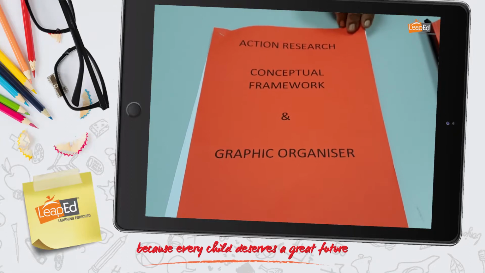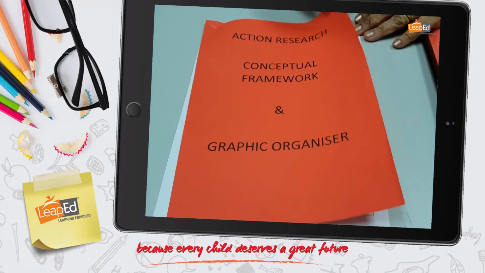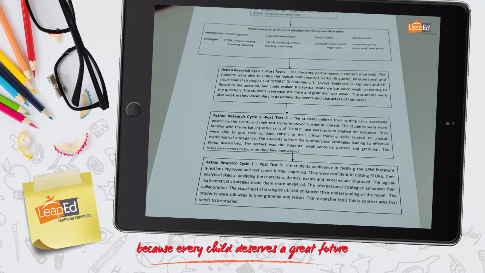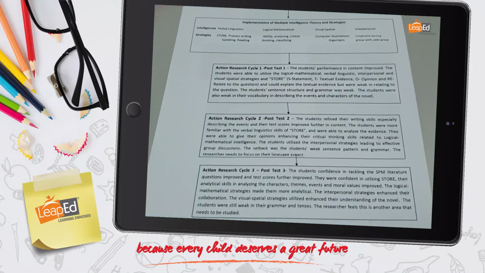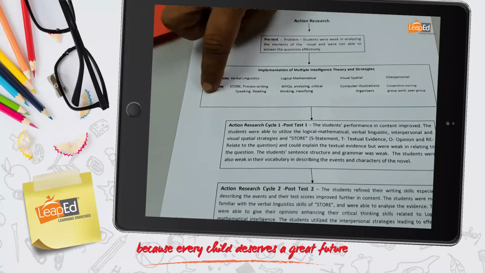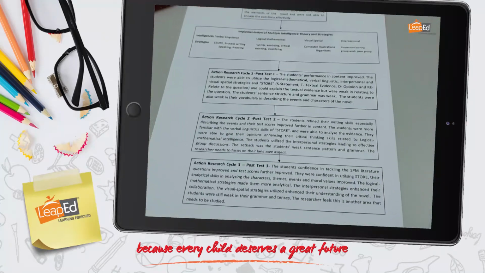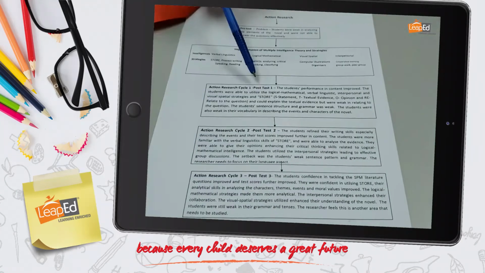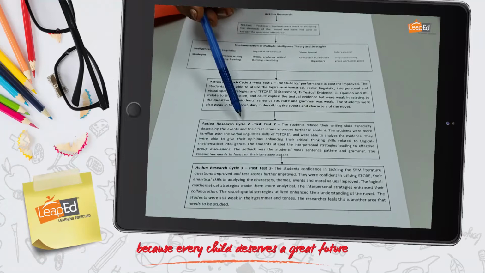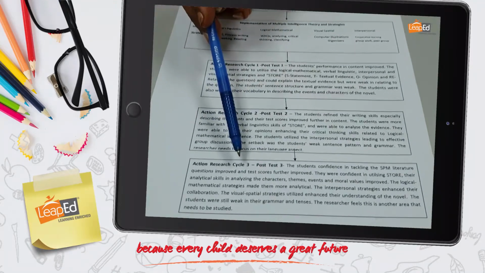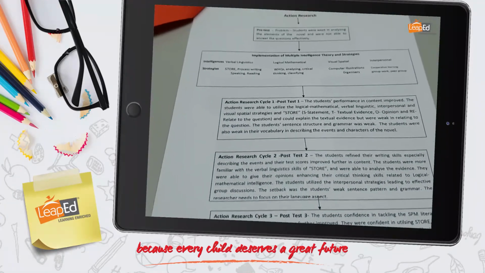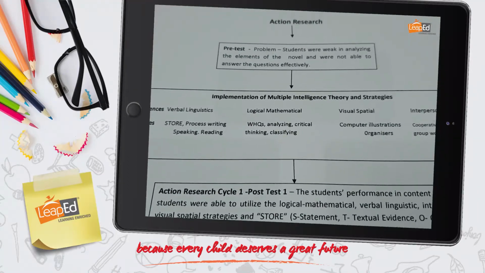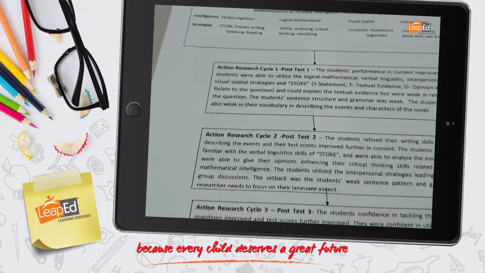Okay, all right, the conceptual framework of my research. This is my conceptual framework of all the different strategies that I'm using in the classroom. And then my post-test cycle 1, post-test 1, post-test 2 and post-test 3. So from my post-test 3, my suggestion is grammar needs to be another area to be focused on in improving the academic skills of the students.